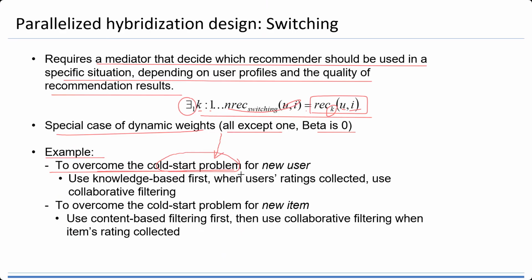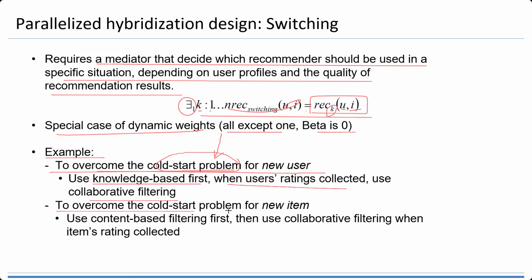To overcome the cold start problem for a new user, maybe we want to use the knowledge base first. And then when the user's ratings are collected, use collaborative filtering. So we will use the knowledge base, and after that, collaborative filtering.